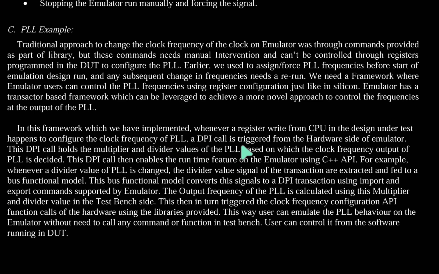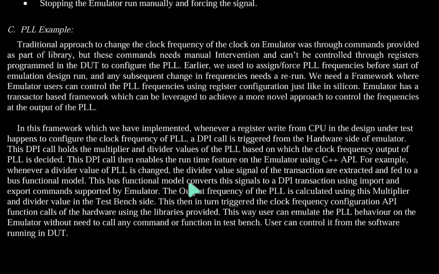a DPI call is triggered from the hardware side of the emulator. This DPI call holds the multiplier and divider values of the PLL, based on which the clock frequency output of a PLL is decided. This DPI call then enables the runtime feature on the emulator using the C++ API. For example, whenever a divider value of a PLL is changed, the divider value signals of a transaction are extracted and fed to a bus functional model.